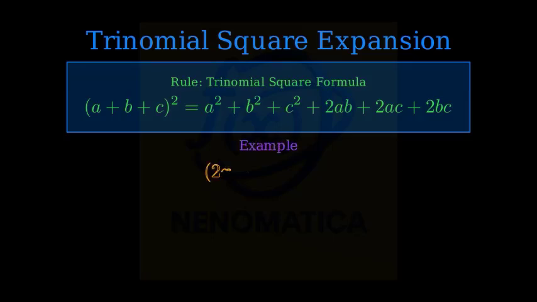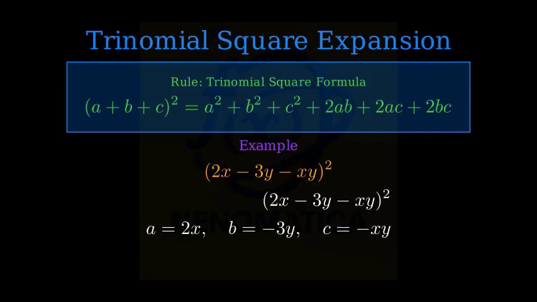We need to expand the expression 2x minus 3y minus xy, squared. To apply the trinomial square formula, we first need to identify the three terms. Here, a equals 2x, b equals negative 3y, and c equals negative xy. Let's apply the trinomial square formula.